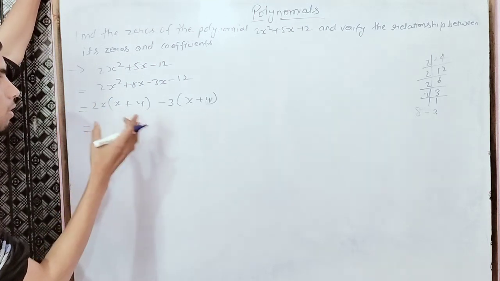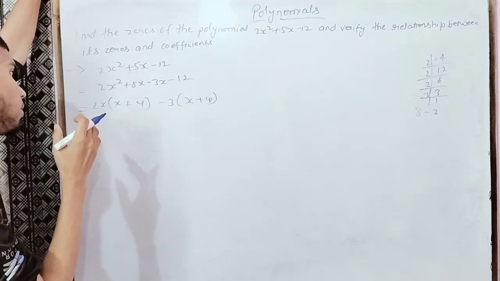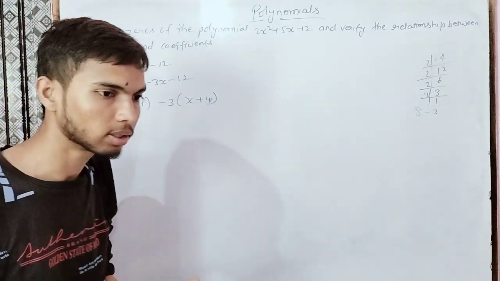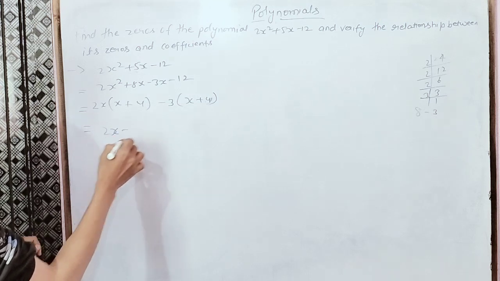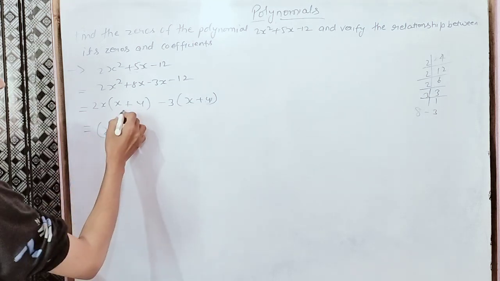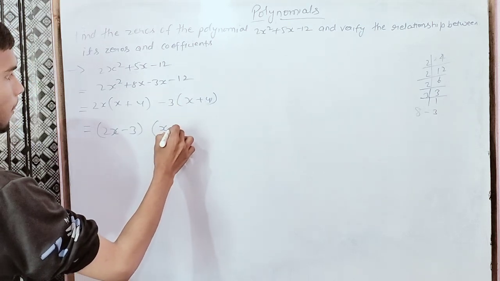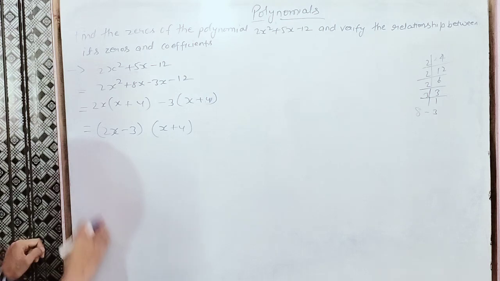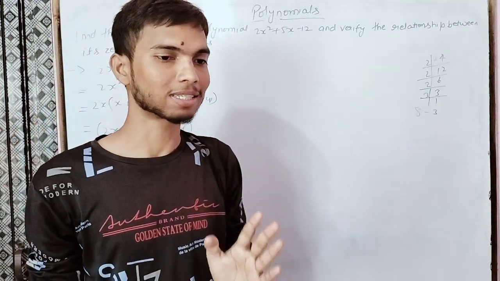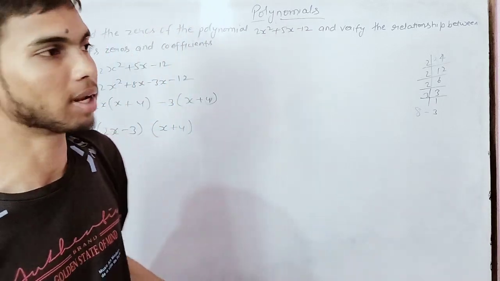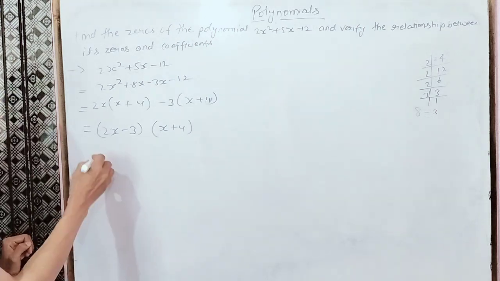Now next we will write separately. This bracket will be taken as common, and whatever terms are outside, we will write separately. For example, 2x minus 3 is one factor, and this is common, we will take it common, x plus 4. So we have two zeros. The first zero we will consider as alpha, and the second zero we will consider as beta. Okay, beta.